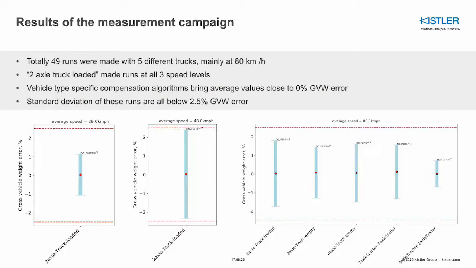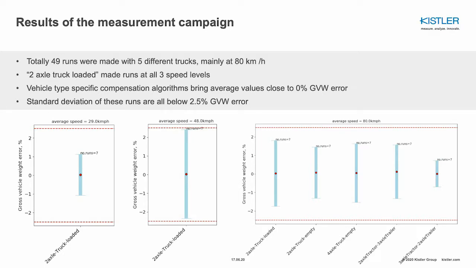The measurement campaign at this site was set up in a way to show you a great variation of speeds and vehicle types within a given time frame. In this time frame we were able to make 49 runs in total, and we had 5 trucks used in this measurement campaign. The runs were mainly made at 80 kilometers per hour, but we had one truck, the loaded 2-axle truck, which made runs at all 3 speed levels: 30, 50 and 80 kilometers per hour.